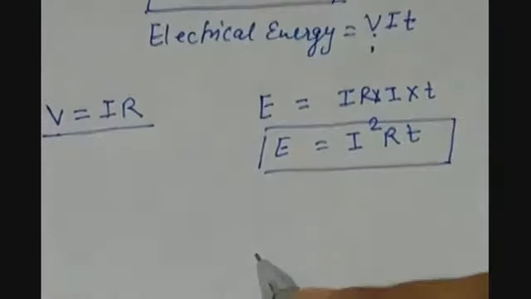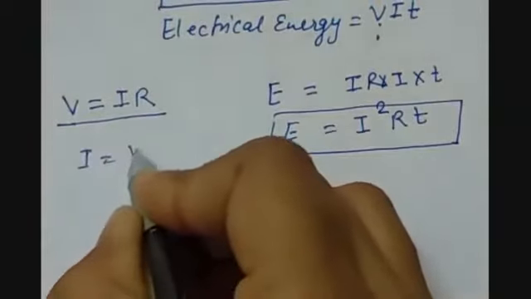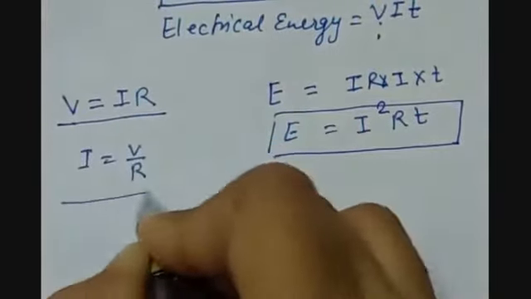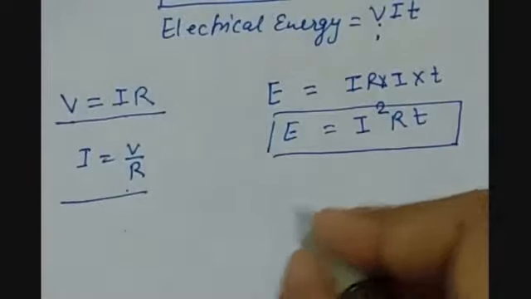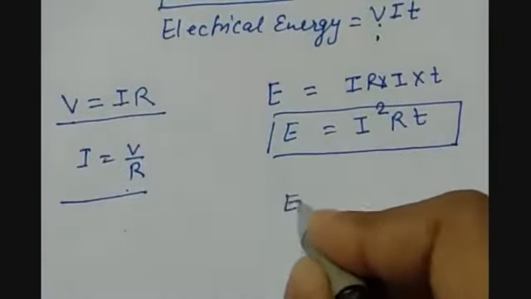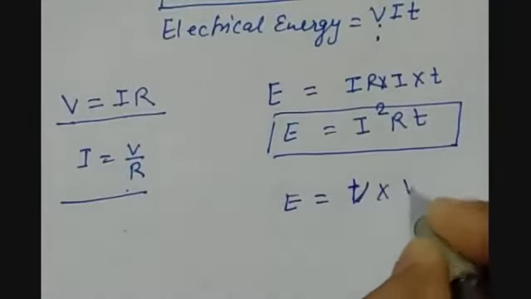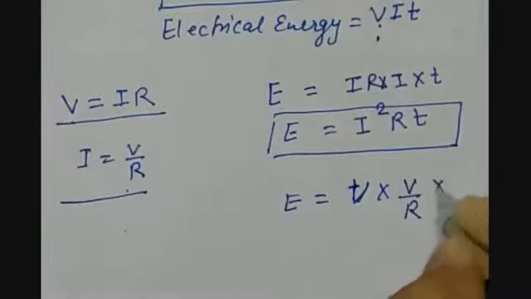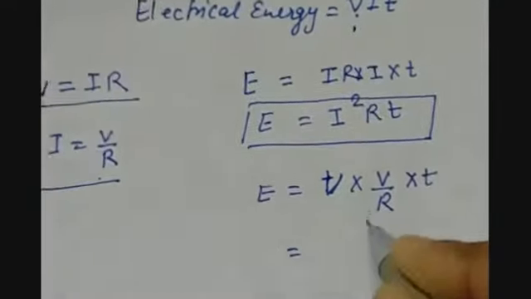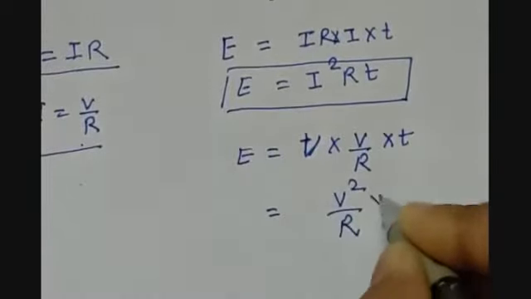This formula is one of the modified forms of electrical energy. We can also write I is equal to V upon R. So I can be written in this way as well: if we write V into V upon R into T, the formula becomes V square by R into T.